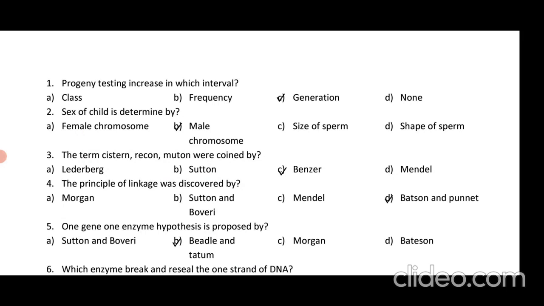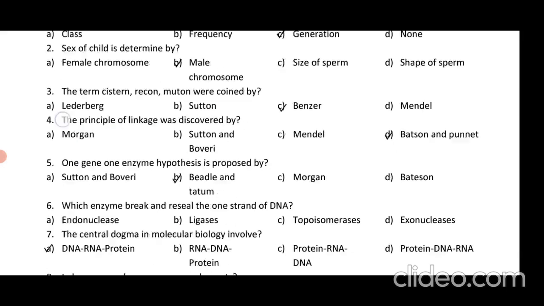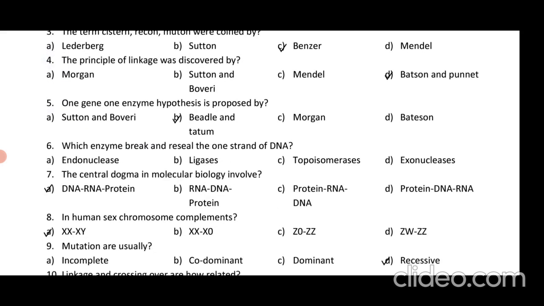The terms cistron, recon, and muton were coined by Benzer. The principle of linkage was discovered by Bateson and Punnett. The one gene, one enzyme hypothesis was proposed by Beadle and Tatum. Which enzyme breaks and reseals one strand of DNA?